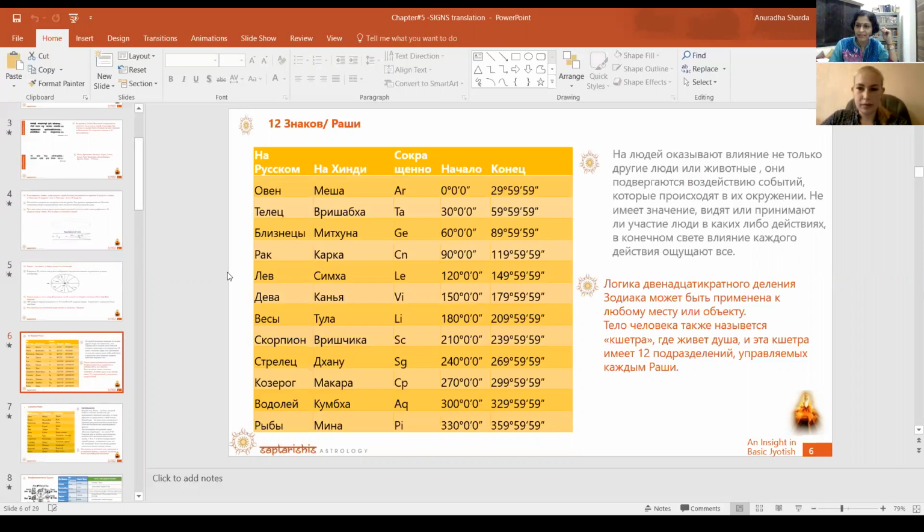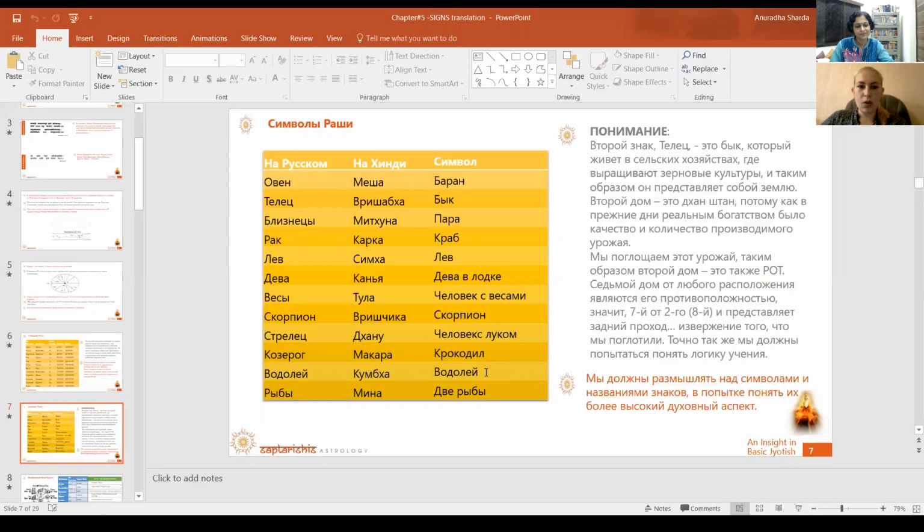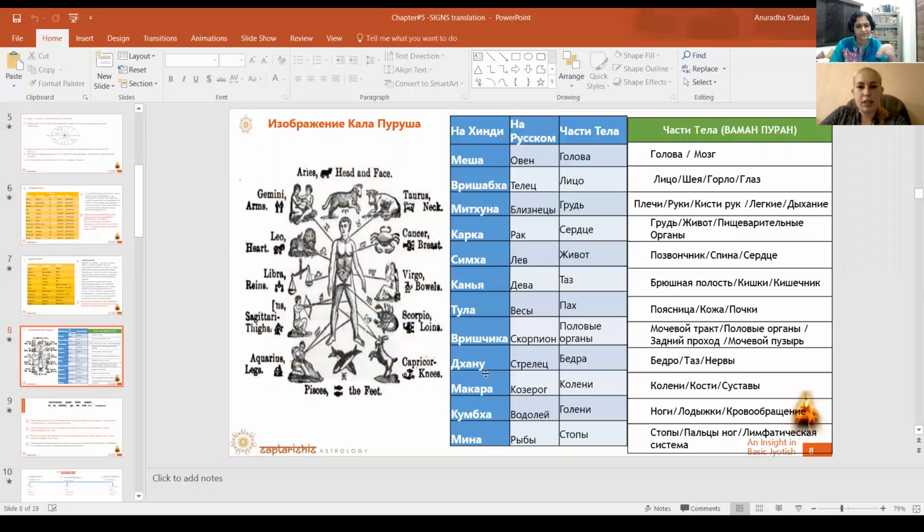For example, Aries or Mesh, as it is called in Sanskrit, rules over our head. Okay, and it also rules over our brain. So, it will tell us how the working of a person would be on one level. Another level, we can see if this part is susceptible to some injury, or it is a very strong part of our body.